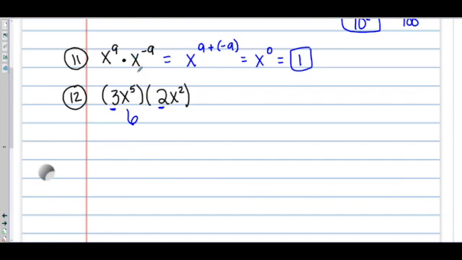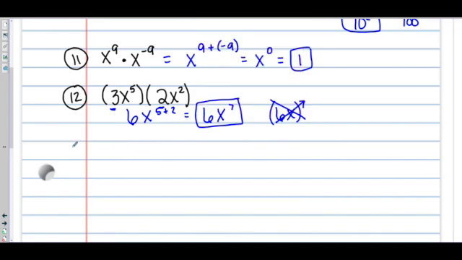Now your variable x to the 5th power multiplied with x to the 2nd power, well, it's the same rule up here, right? When you multiply, add your exponents. So we're going to say x to the 5th power plus 2. So it's actually 6x to the 7th power. Okay, please do not write parentheses like this. This would mean that the 7 belongs to the 6 as well, and that's not the case. So don't write the parentheses unless they were already there.